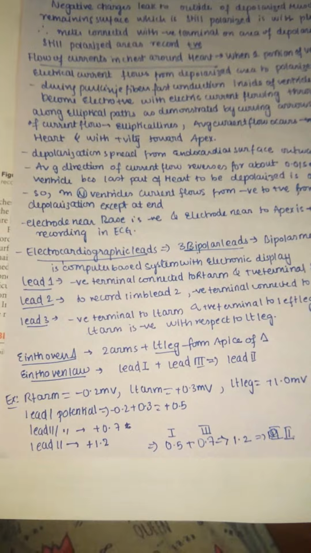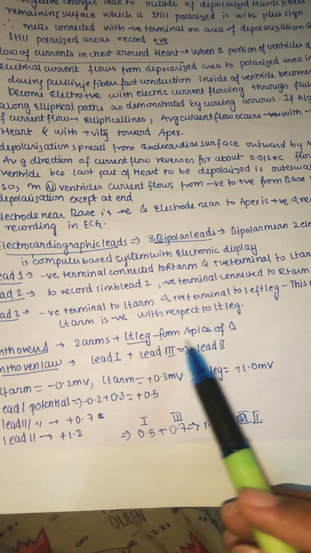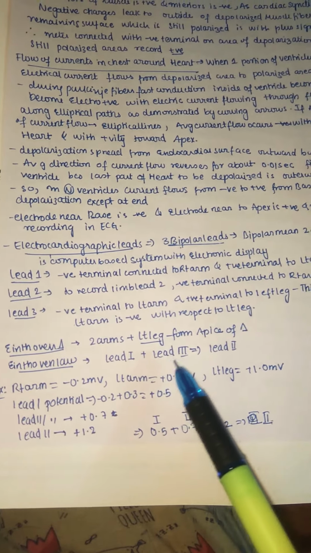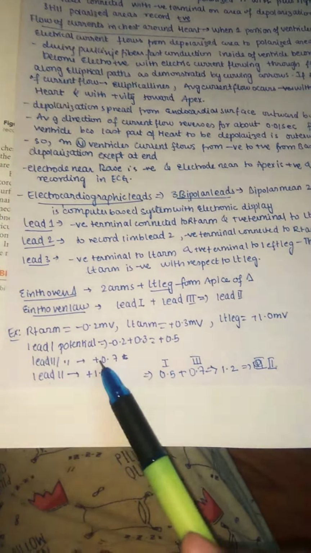So now let's see Einthoven's triangle. We know two arms plus the left leg form the apices of the triangle, and in Einthoven's law, lead 1 plus lead 3 is equal to lead 2, right? So we need to check this by an example.